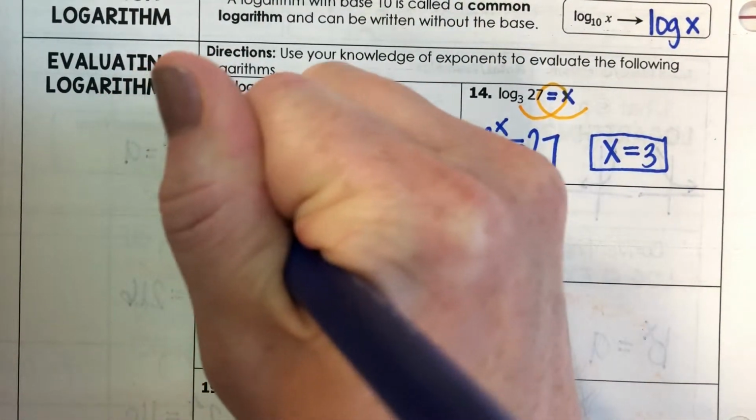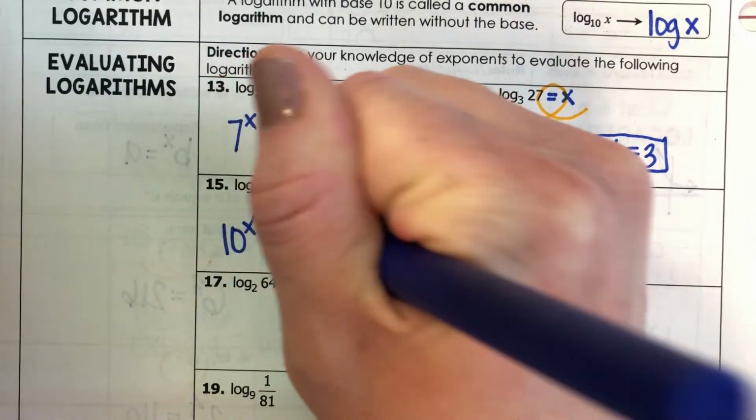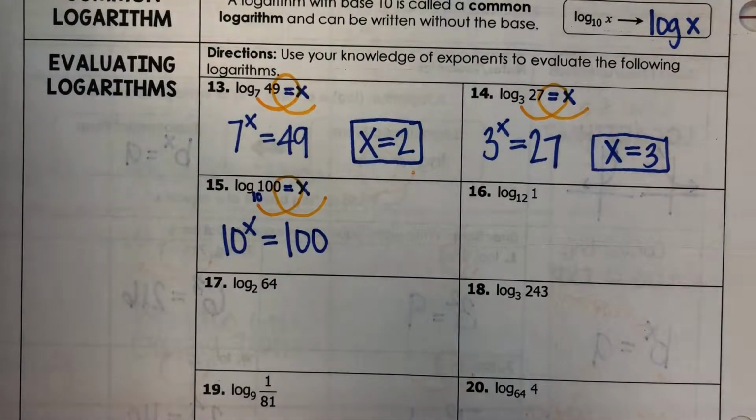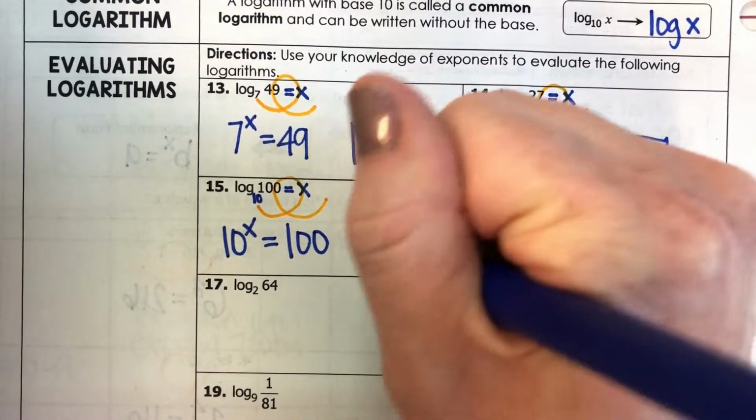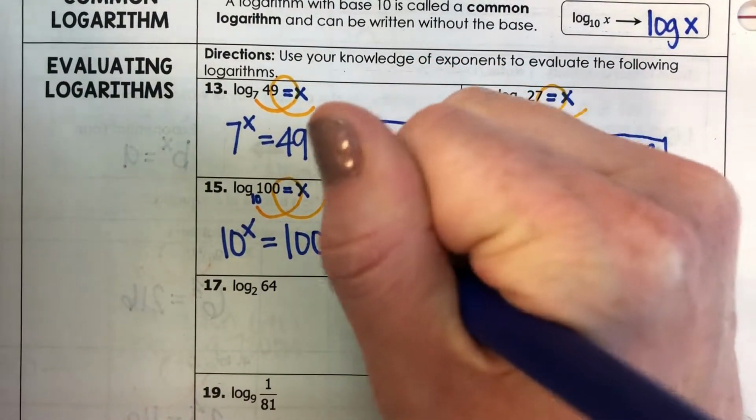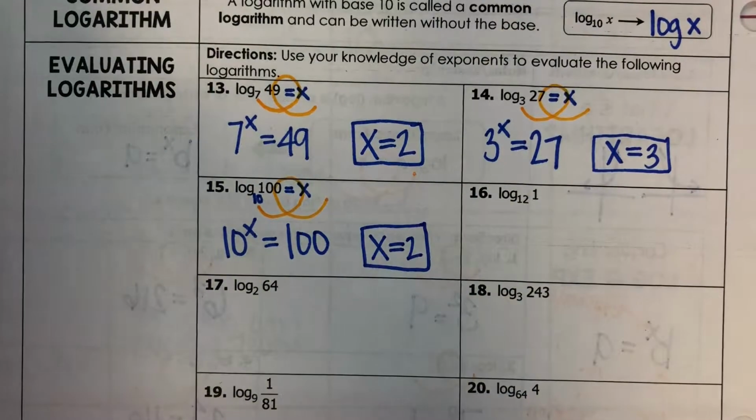10 to the x power equals 100. Okay? What can I do to 10 to get 100? Well, I can square it. So x equals 2.